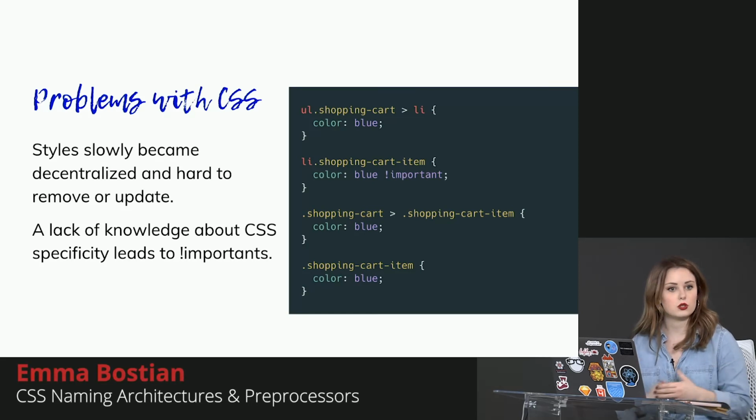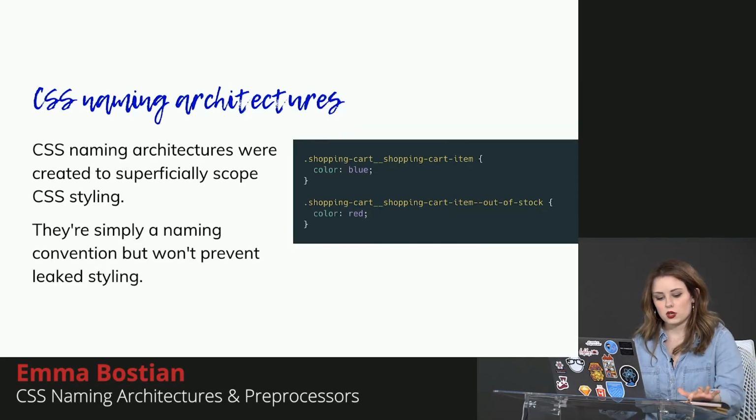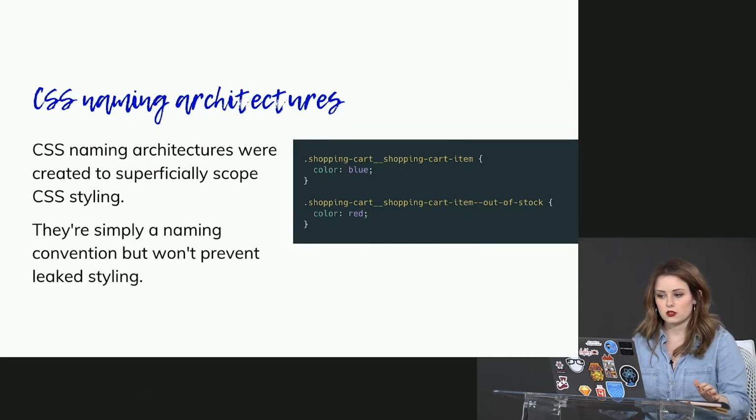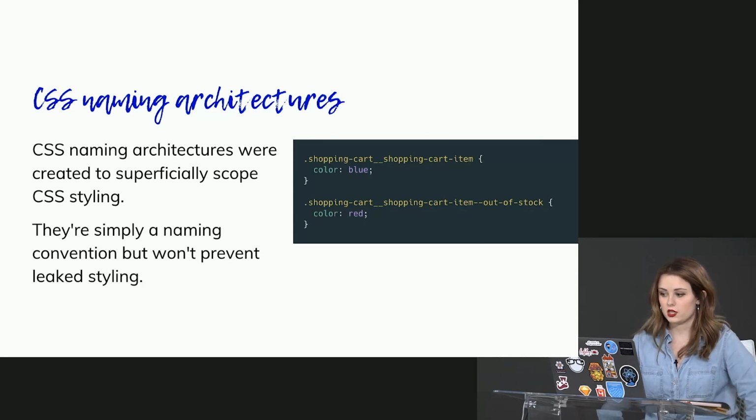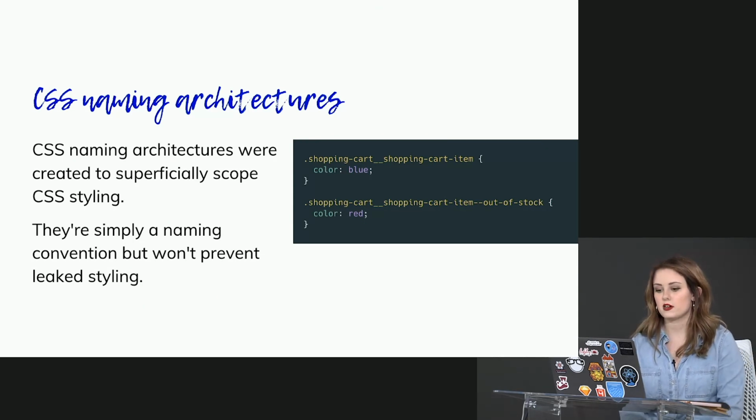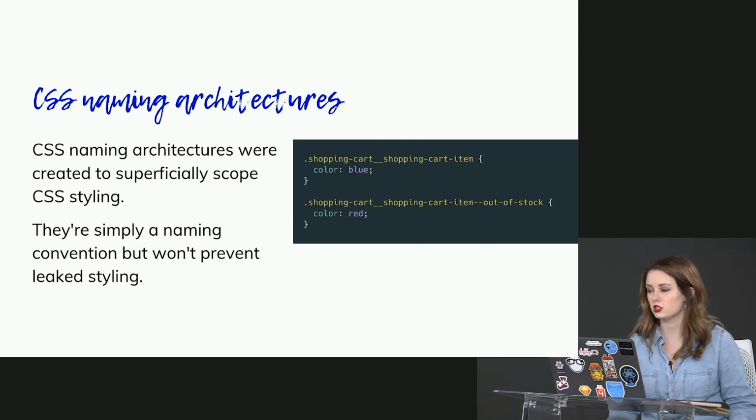There's a lot of ways that you can write CSS. And one of the ways that people tried to combat this is with CSS naming architectures. You might have heard of BEM, so block element modifier, which we can see here. Naming architectures were kind of created to superficially scope our styles, but they don't actually prevent styles from leaking into elements that we don't want them to be styled on.